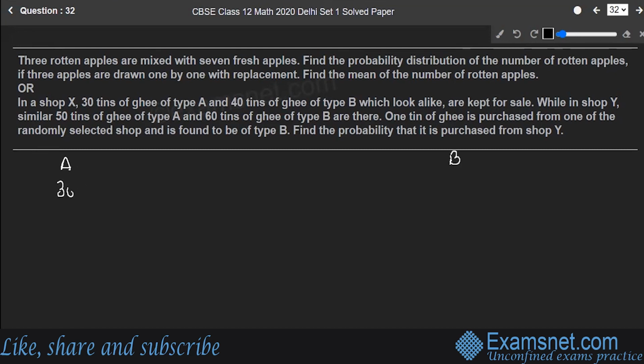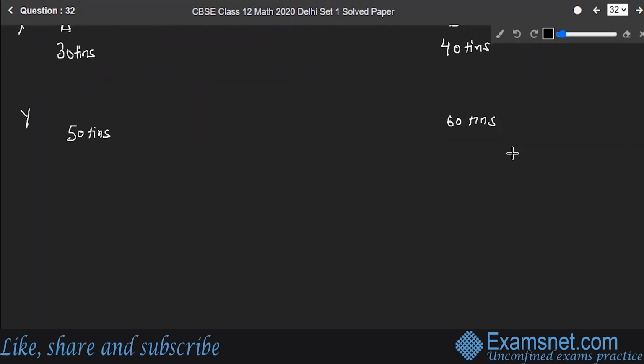So here are 30 tins of ghee of type A and 40 tins of ghee of type B, which look alike, kept for sale. This is in shop X, while in shop Y, similar 50 tins of type A and 60 tins of type B are there. One tin of ghee is purchased from a randomly selected shop and it is found to be of type B. Find the probability that it is purchased from shop Y.